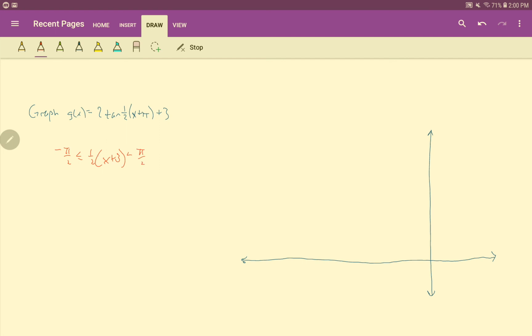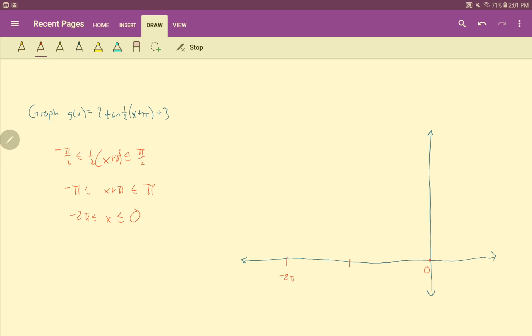Okay, we'll multiply everything by 2 first to get rid of that 1/2 there. So you get negative pi less than or equal to, oops, that's not 3, it's supposed to be pi. So we have x plus pi, and then pi, and now we're going to subtract pi on every side because those parentheses we don't really need anymore. So we get negative 2 pi, like so.